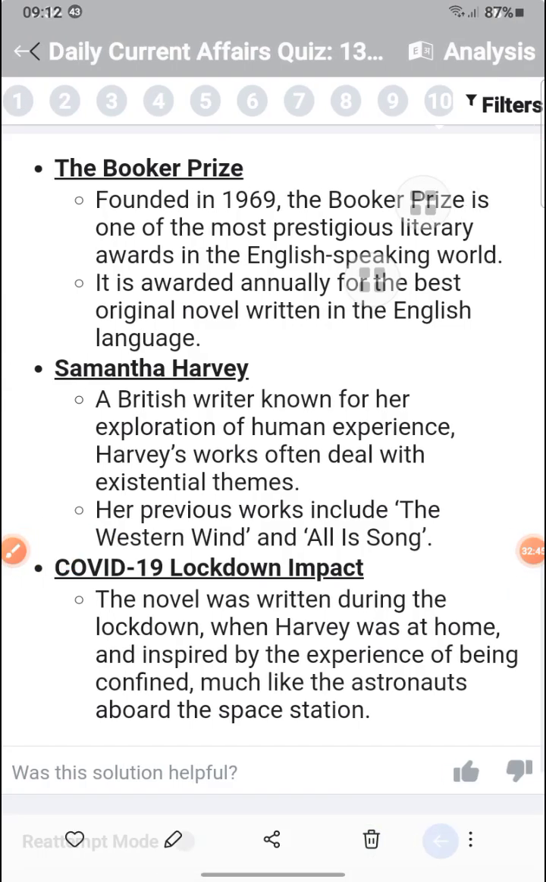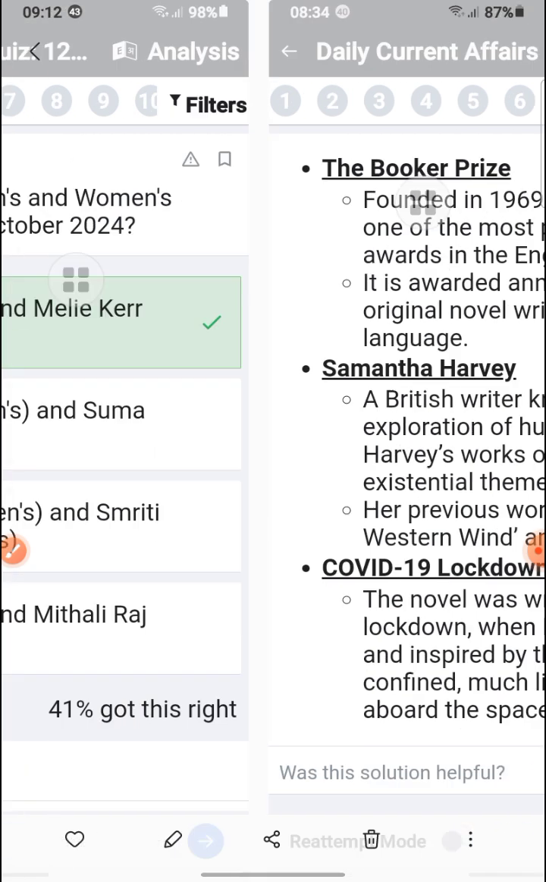Harvey is a British writer known for her exploration of human experiences, and the novel was written during the lockdown when Harvey was at home, inspired by the experience of being confined, much like the astronauts aboard the space station.